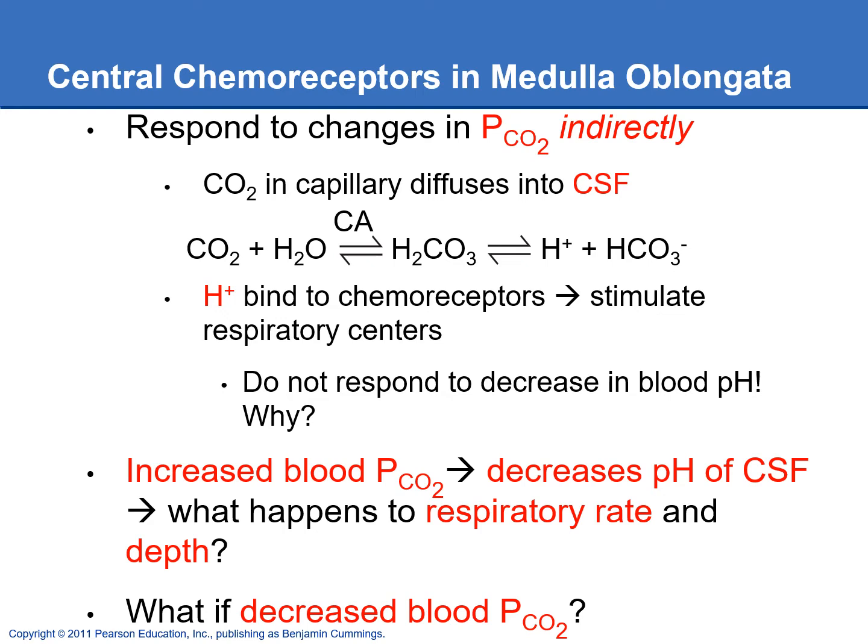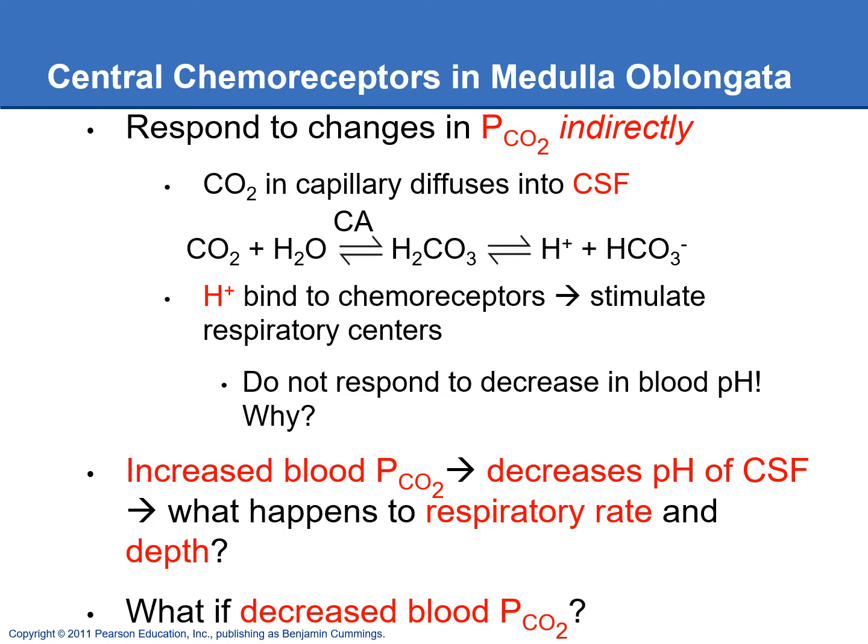the respiratory centers. The central chemoreceptors do not respond to the hydrogen ions that are in the blood though, and that's because the hydrogen ions are hydrophilic and they can't cross the blood-brain barrier. But the carbon dioxide, because it's hydrophobic, it can go right across that blood-brain barrier and get into the CSF. So let's answer these questions down here.